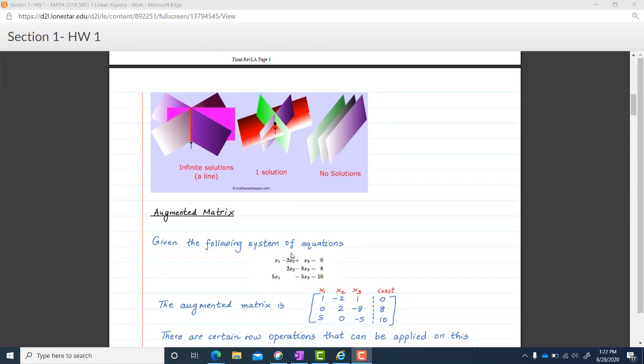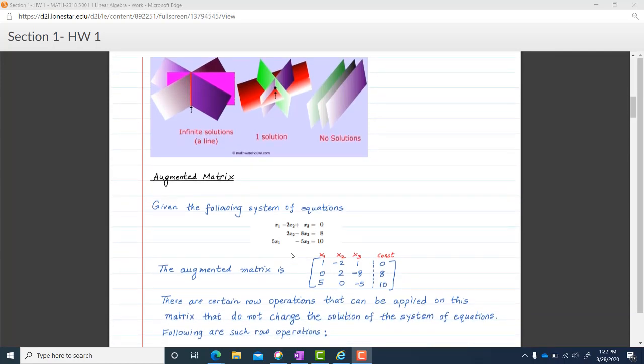Now, the techniques we have used in two dimensions were substitution and elimination. Those get tedious once we move to higher dimensions. We can apply them, but it's not easy to apply substitution and elimination in higher dimensions. So matrices make our life easy when we try to solve systems of linear equations in higher dimensions.